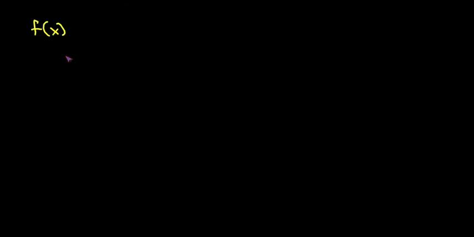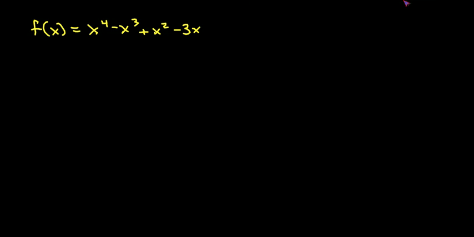f of x equals x to the fourth minus x to the third plus x squared minus 3x minus 6. There we go. Alright, so what they want us to do on this one, we want to find the rational zeros.